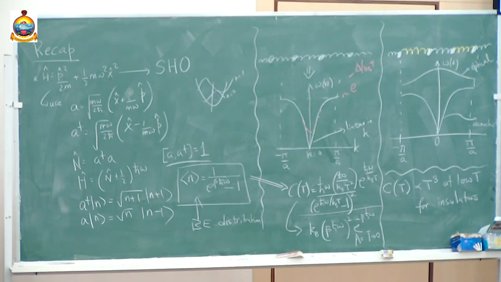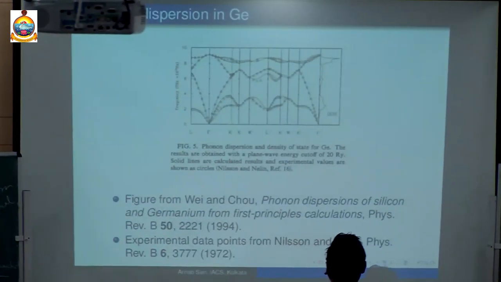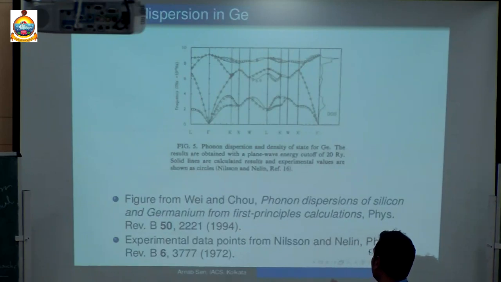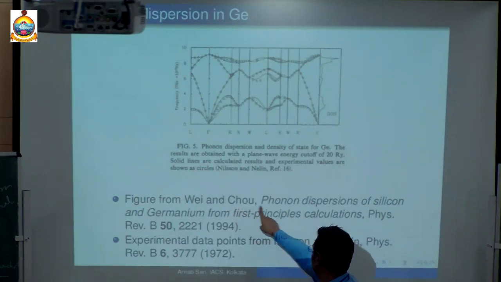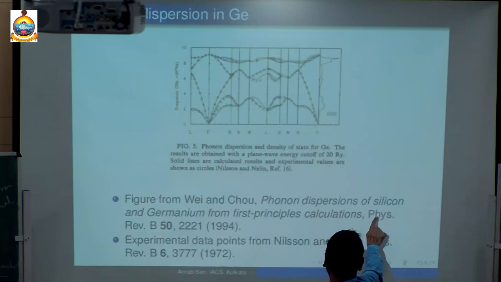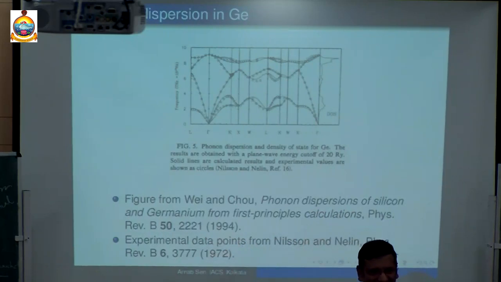Okay, good. So, now, let me show you a complicated curve. This is actually the phonon dispersion of a real element. This is actually germanium, okay? And I have taken this figure from this particular paper. Here is the reference. So, in case somebody does not believe me, somebody can open this paper and see, right?